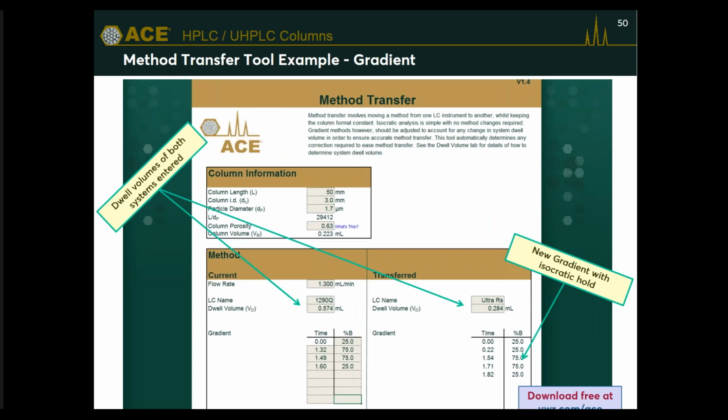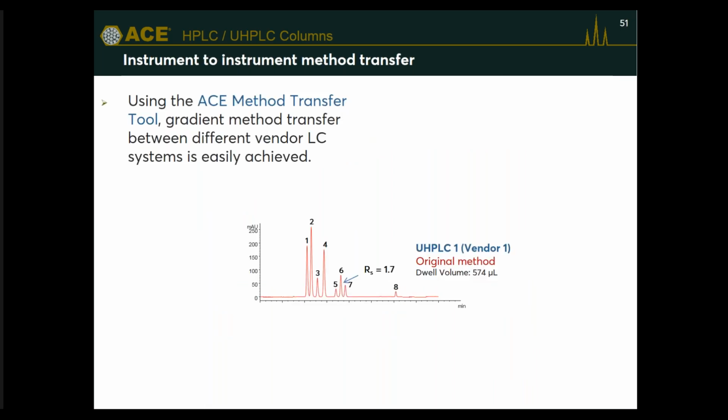There's a tab specifically for method transfer that talks you through what calculations or what data you need to make the calculations to make sure you get exactly the same chromatography. So finally, I'm going to show you on this particular slide, moving between multiple different instruments.